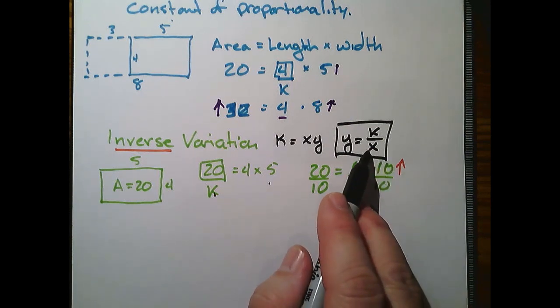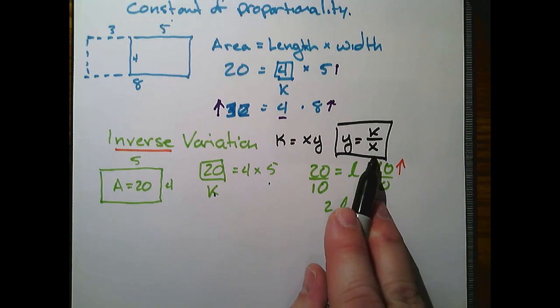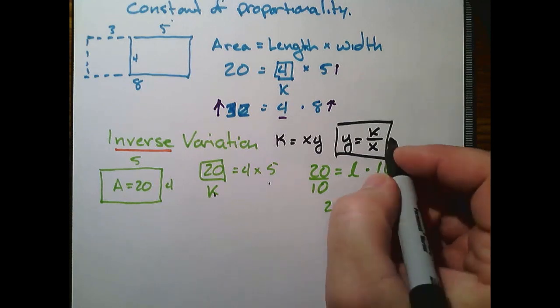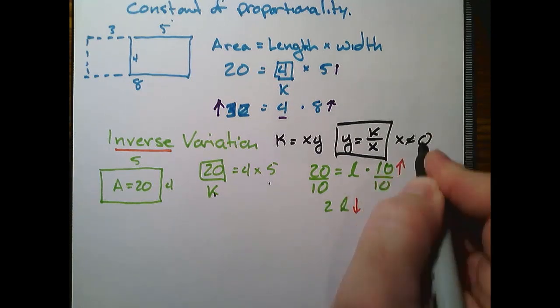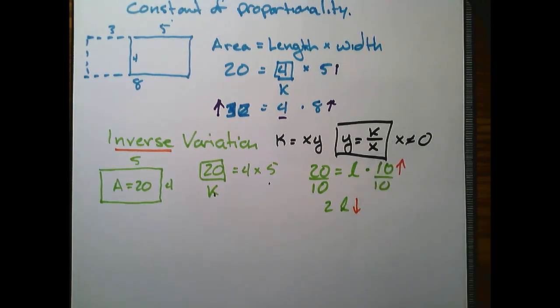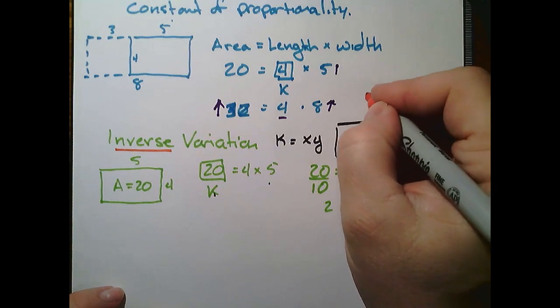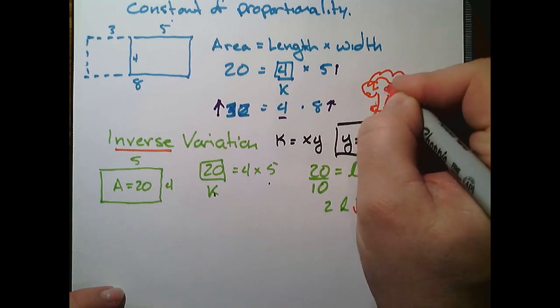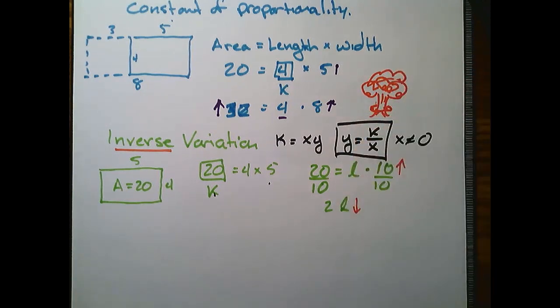Now, if we remember from fractions, in order for inverse variation to work in this form, what can x not equal? X cannot equal 0, because otherwise we're dividing by 0, and when you divide by 0, bad things happen. So we can't divide by 0. All right. So I'm going to hit pause here and get another example and get everything set up.